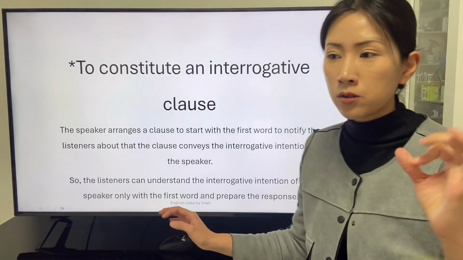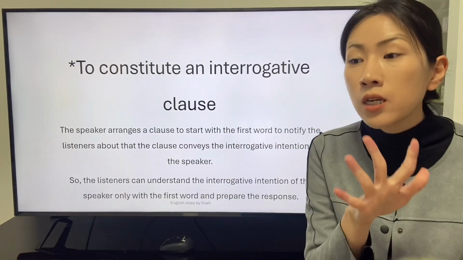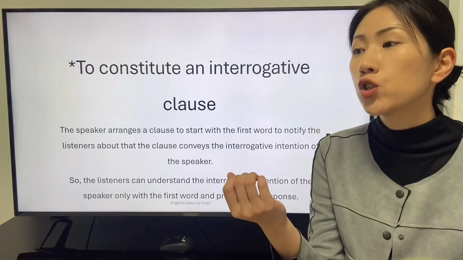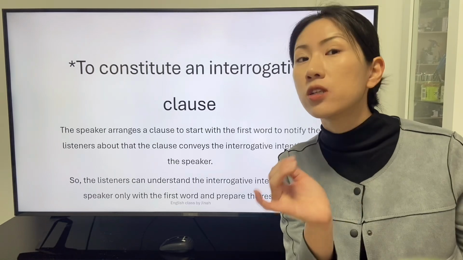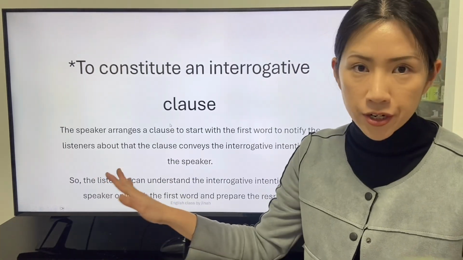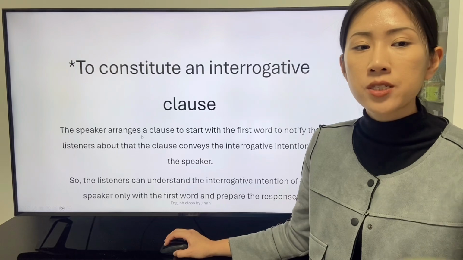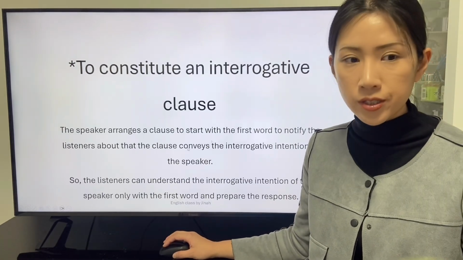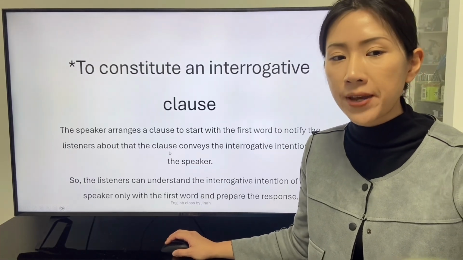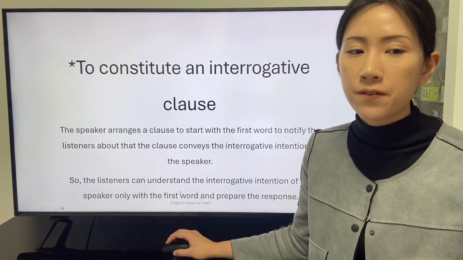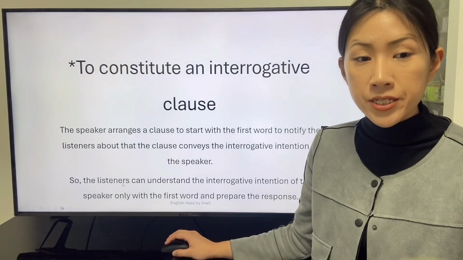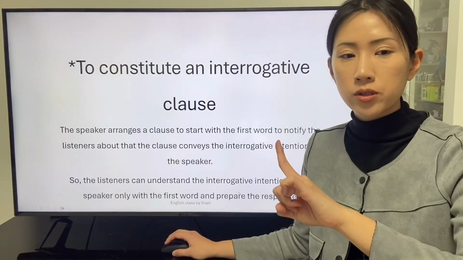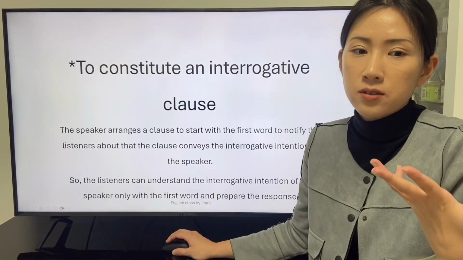We will study about the interrogative clause. The interrogative clause conveys the intention of the speaker to ask the clause to the listeners. The speaker arranges the clause to start with the first word to notify the listeners that the clause conveys the interrogative intention of the speaker. So the listeners can understand the interrogative intention of the speaker only with the first word and prepare the response.